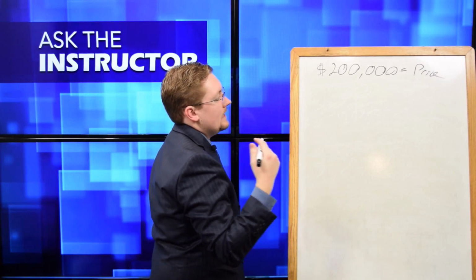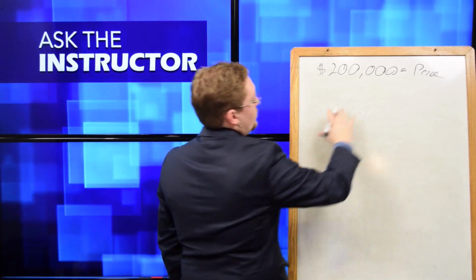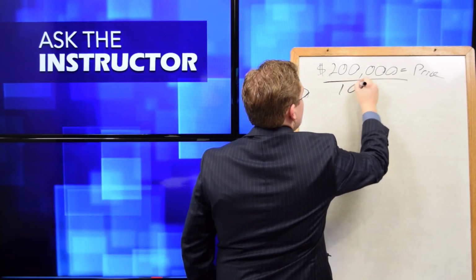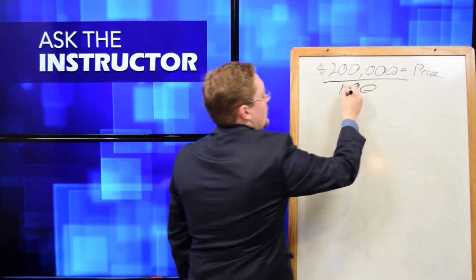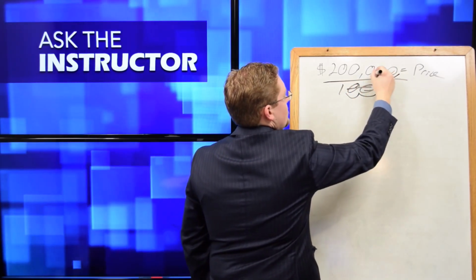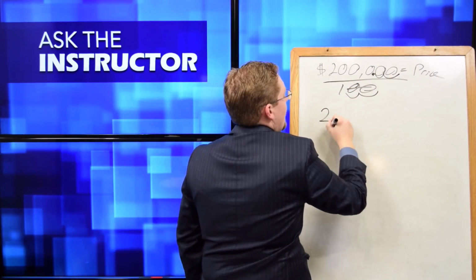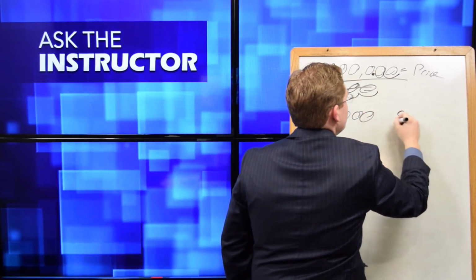Now again, we need a stamp. One of those stamps for every $100 worth of value. So what we're going to do is divide this by 100. And again, that's essentially moving 2 decimal places over. So that's going to be 2,000 stamps needed.